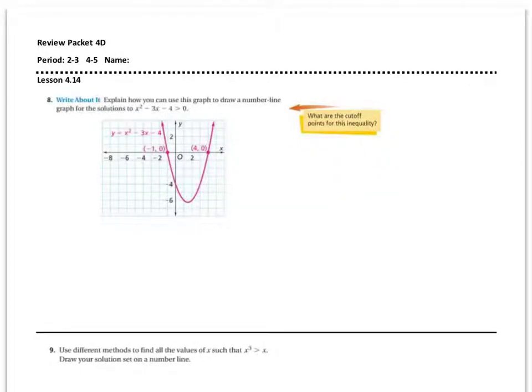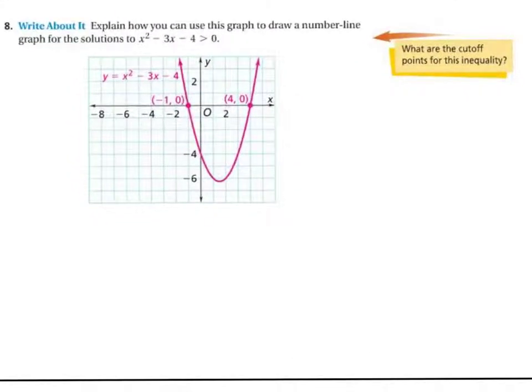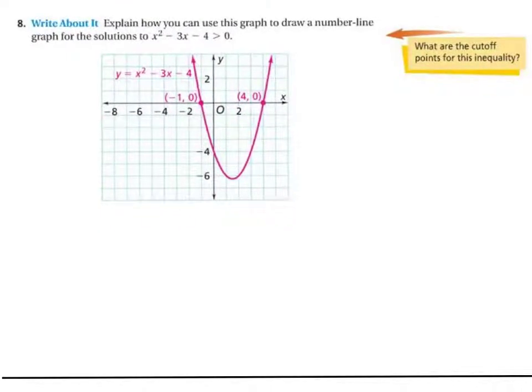Okay, this video is to go over lesson 4.14 on review packet 4D. So the first problem is: explain how you can use this graph to draw a number line graph for the solution to x squared minus 3x minus 4 is greater than 0.